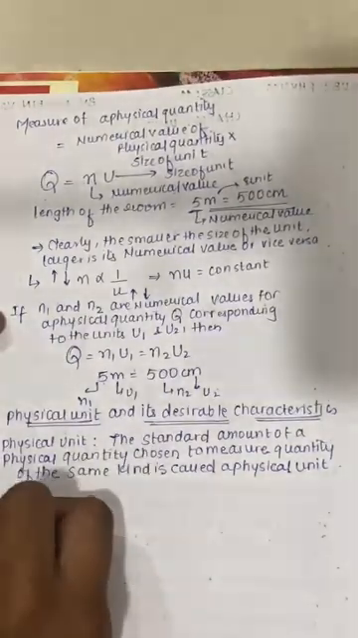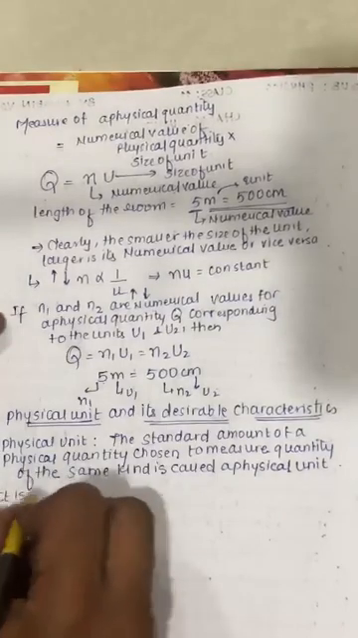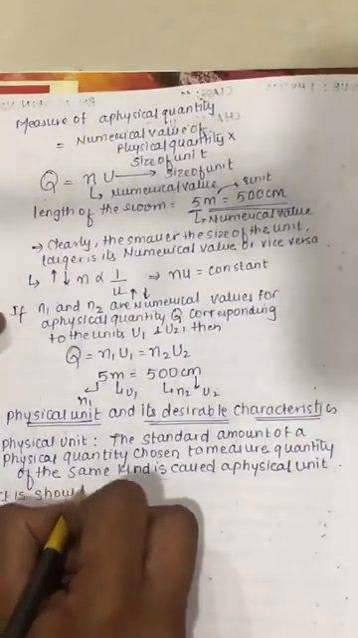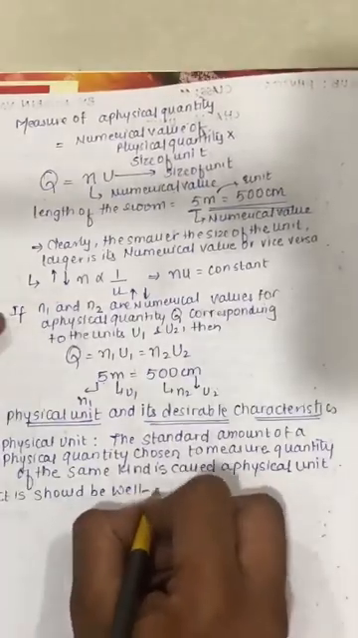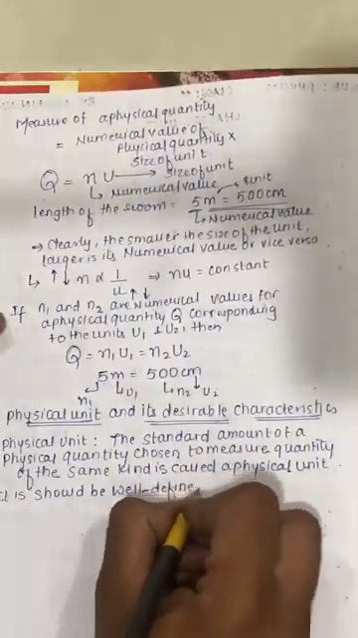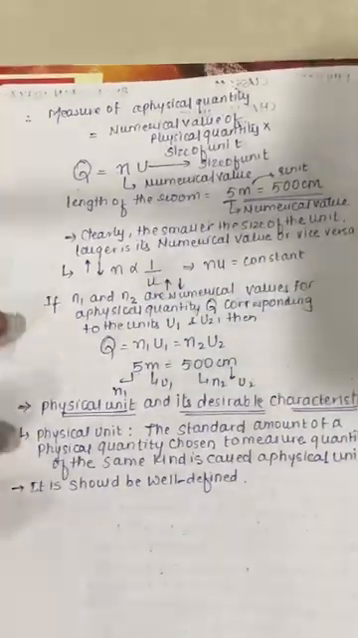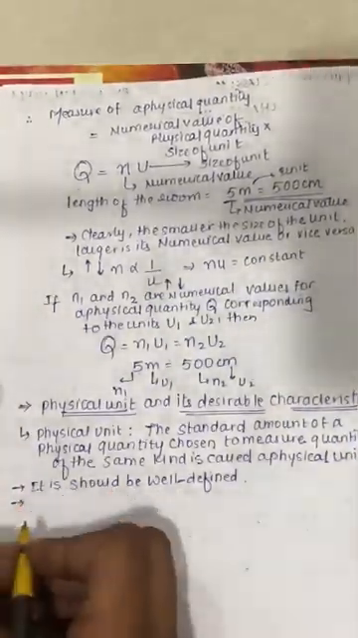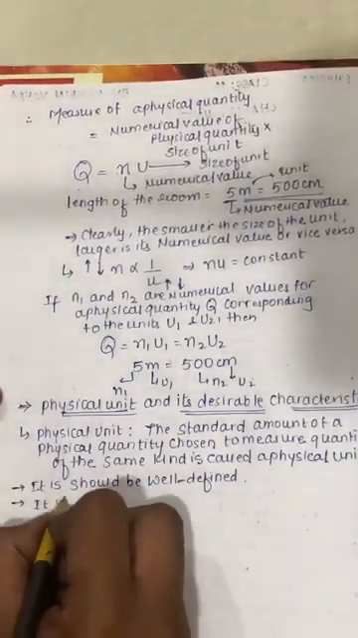Now the very first characteristic is that it should be well defined, easily accessible and easy to understand. Anybody can understand what it means. That's why the first characteristic is that it should be well defined. Second, it should be of convenient size.